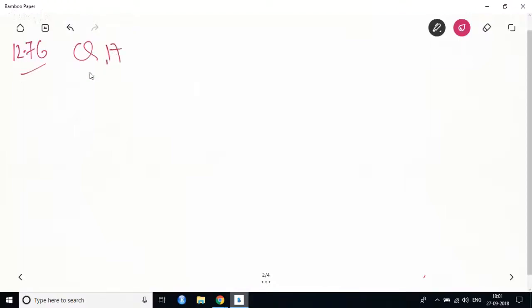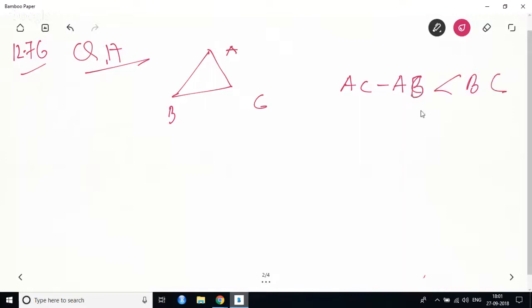Question 17. It has been given to show that the difference of any two sides of a triangle is less than the third side. Suppose this is triangle ABC and I have to show that AC minus AB is lesser than BC.